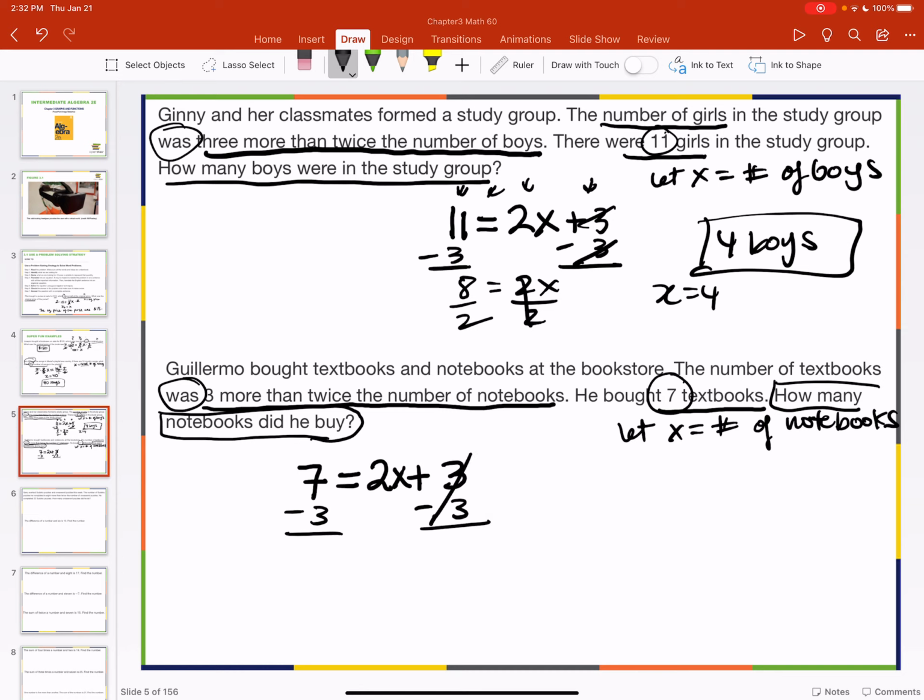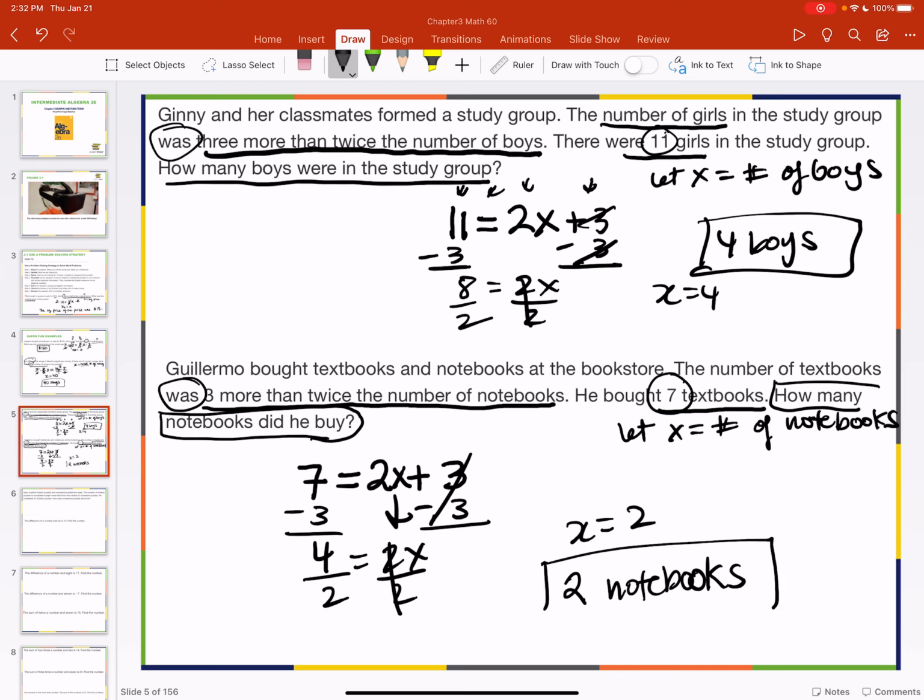Subtract 3 from both sides. 7 minus 3 is 4. Bring this down. Okay, divide both sides by 2. Okay, X is equal to 2. So that means that he bought 2 notebooks. So at least writing the units of what we found here lets me know, hey, they know what they're talking about. You know what they're looking for.